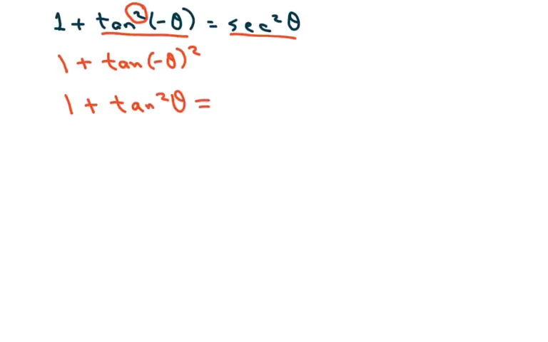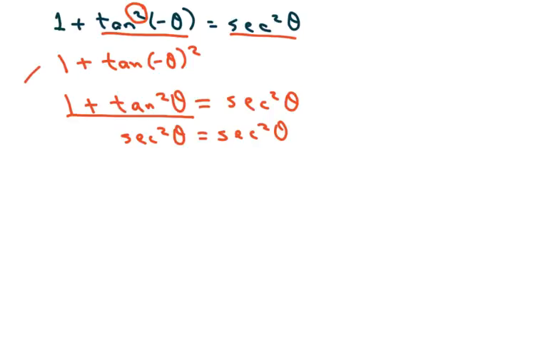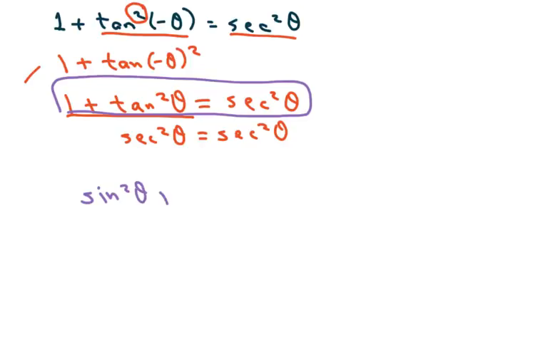And this is your Pythagorean identity, because we know that equals secant squared. Now I just want to talk about this for a minute. This right here is your identity, and I'm going to show you where that comes from. It comes from the fact that sine squared of theta plus cosine squared of theta equals 1.